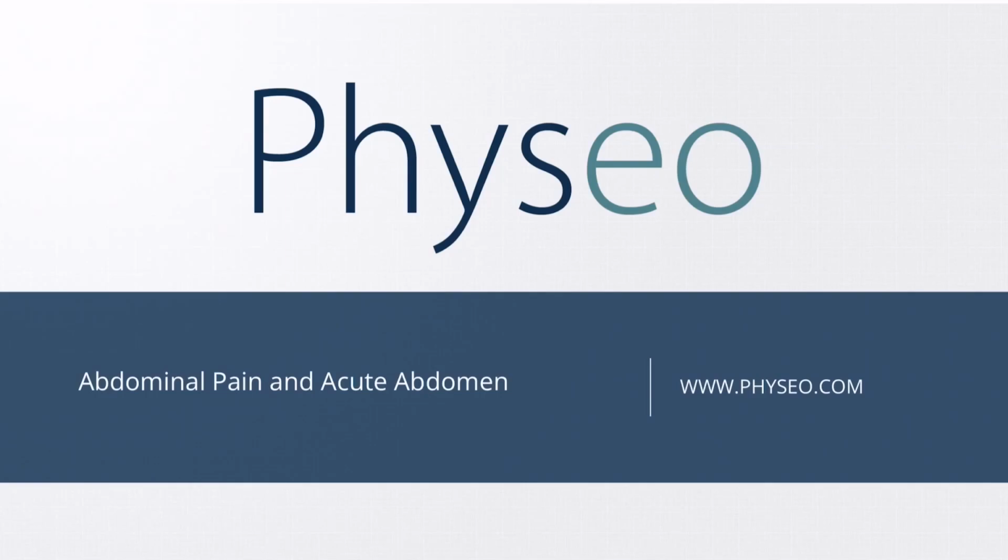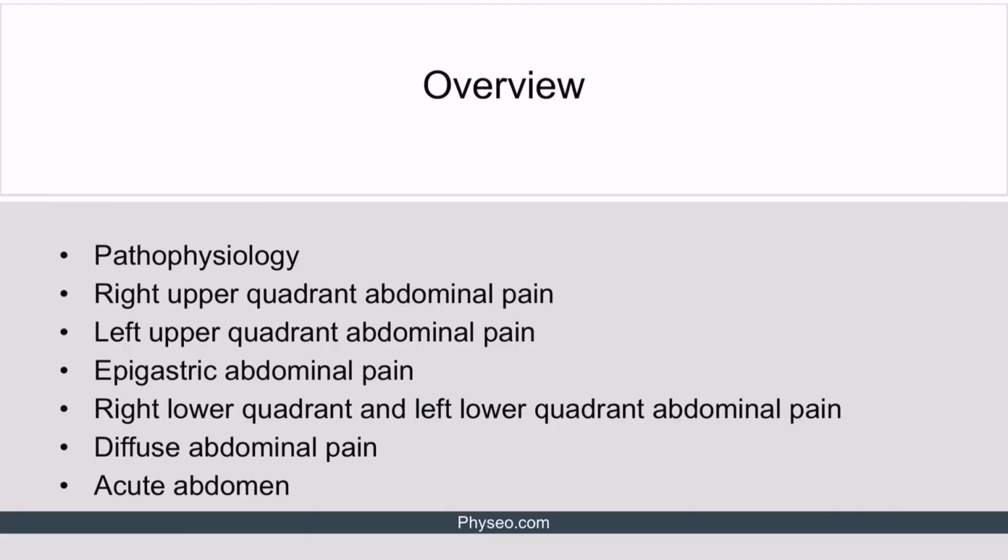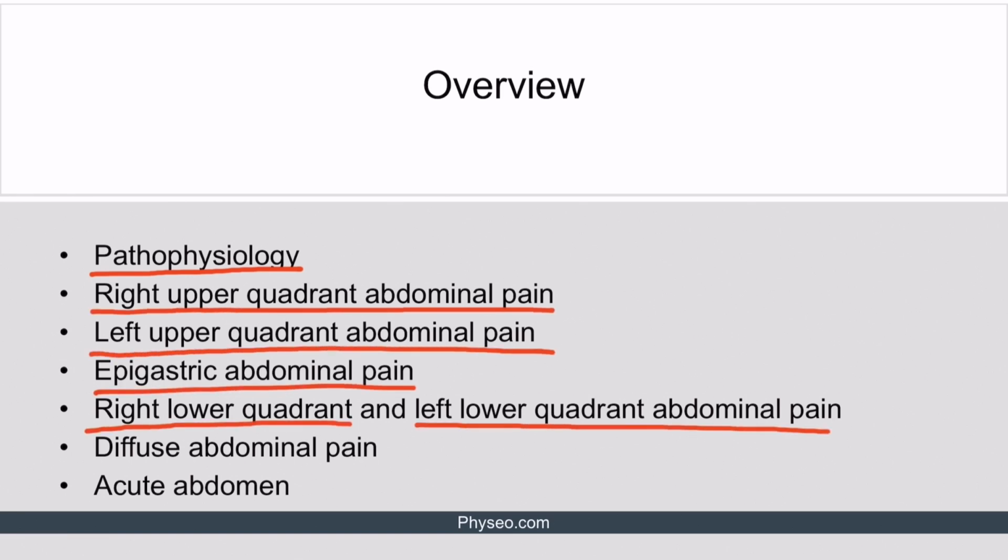Welcome to our video on abdominal pain and acute abdomen. Let's begin. We'll be addressing different etiologies of abdominal pain by location of pain. We'll discuss the pathophysiology, then the etiologies that typically present with a right and left upper quadrant, epigastric, right and left lower quadrant, and diffuse pain individually. Lastly, we'll talk about acute abdomen.